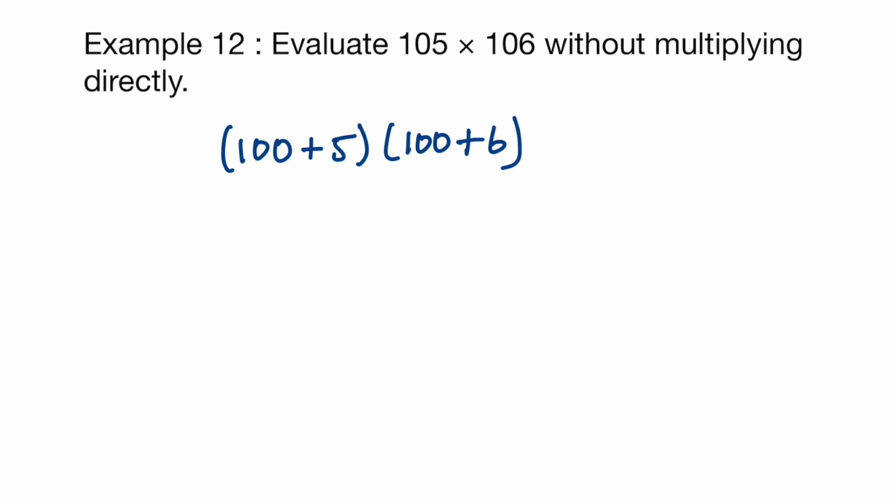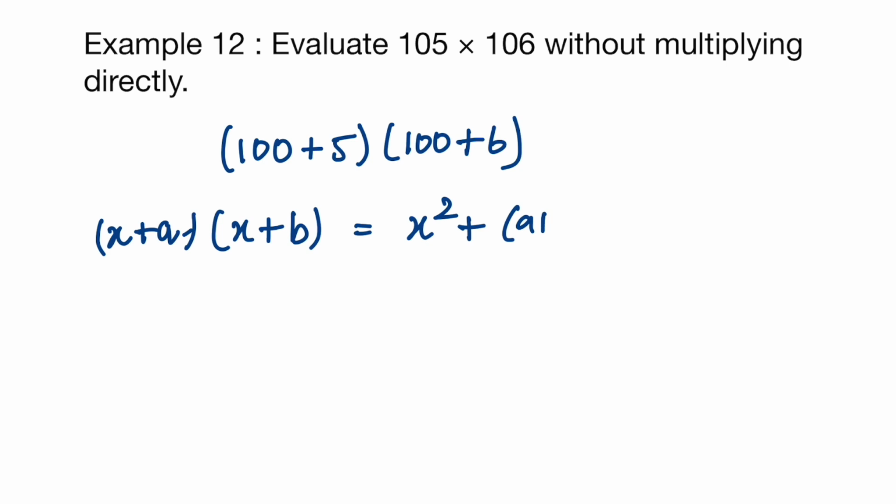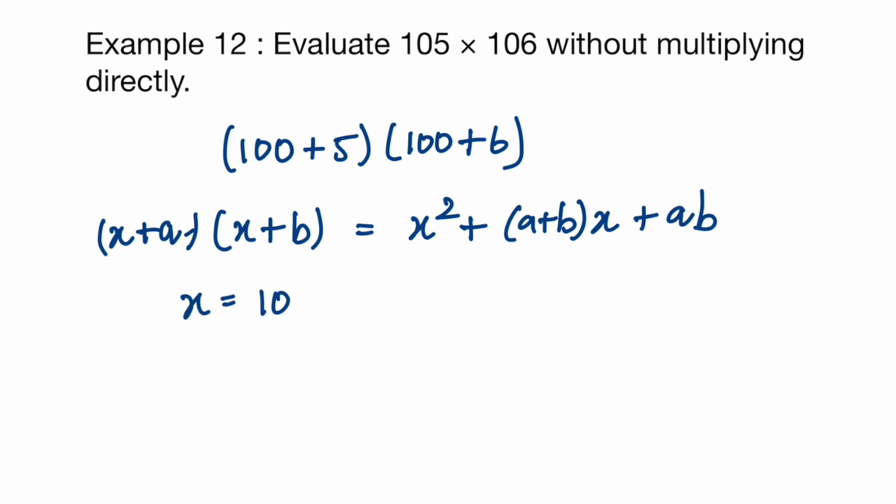Now this is very similar to an identity that we know. The identity is x plus a into x plus b. Right, x plus a into x plus b is equal to x squared plus a plus b x plus ab. Right, we know this identity. By using this identity, you can evaluate this easily. In this case, x is equal to 100, a is equal to 5 and b is equal to 6. Now we are just going to plug these values into this identity.